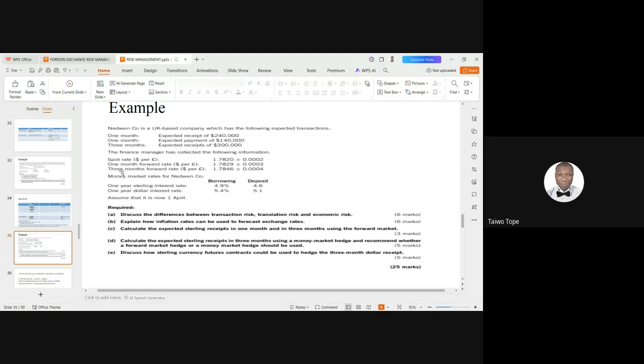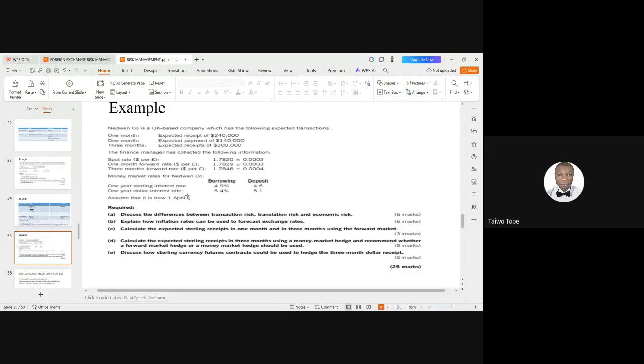So money market rates for Newden Co. We have borrowing and deposit. 1 year sterling interest rate: when you want to borrow, it's 4.9%. When you want to make a deposit, it's 4.6%.